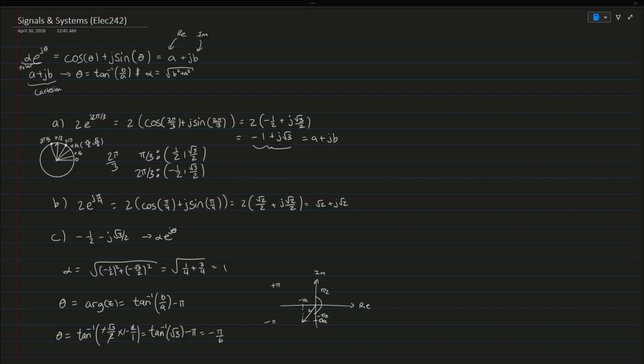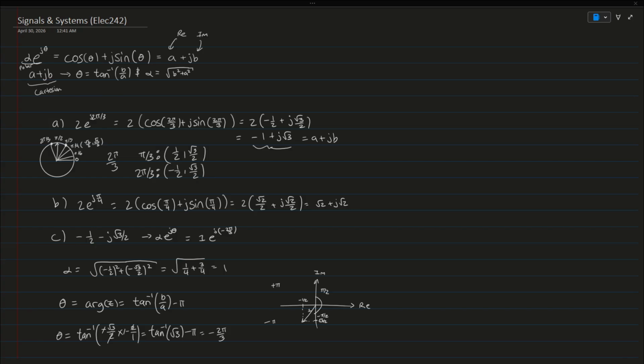Is that correct? Minus pi. Wait. I did minus pi over 2. That's my mistake. It should be minus 120 degrees, which is negative 2 pi over 3. Alright, so the answer is 1 e to the j times negative 2 pi over 3.